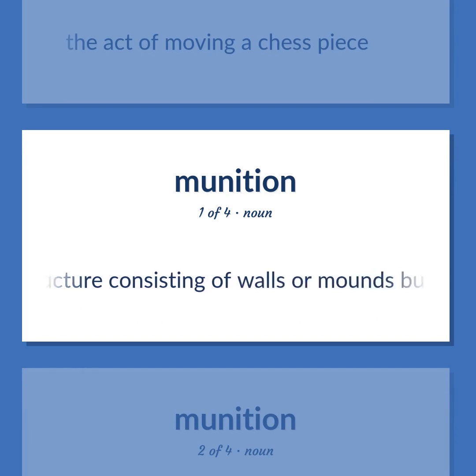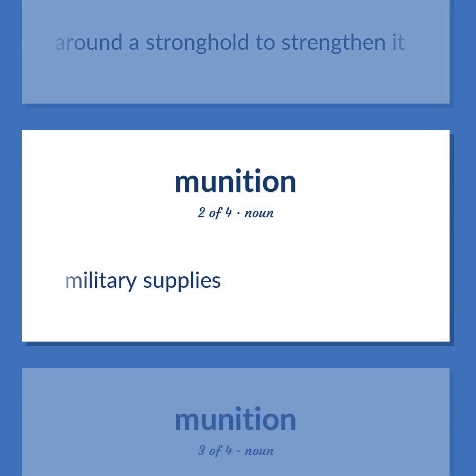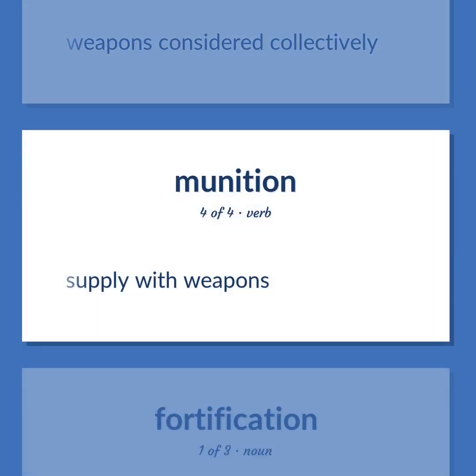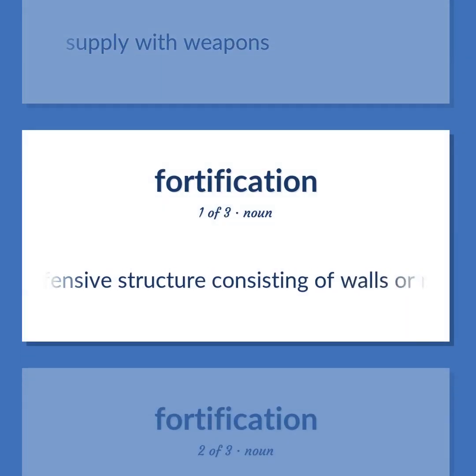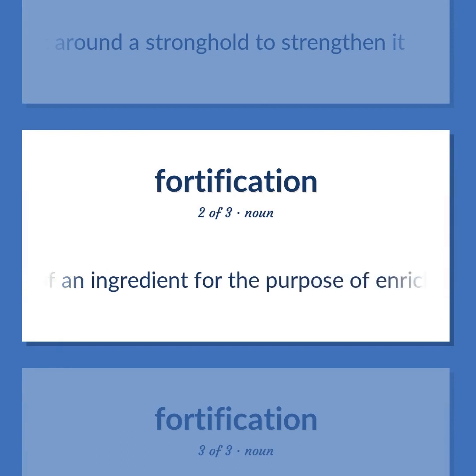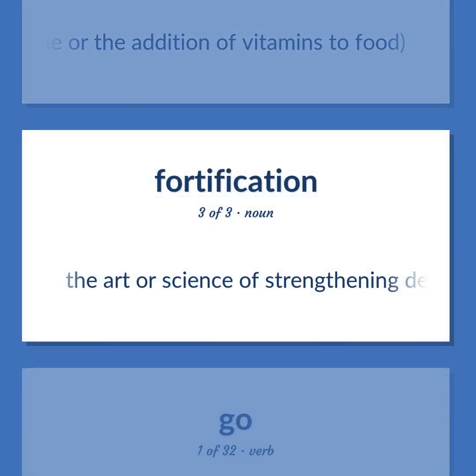Defensive structure consisting of walls or mounds built around a stronghold to strengthen it. Military supplies. Weapons considered collectively. Supply with weapons. Defensive structure consisting of walls or mounds built around a stronghold to strengthen it. The addition of an ingredient for the purpose of enrichment, as the addition of alcohol to wine or the addition of vitamins to food. The art or science of strengthening defenses.